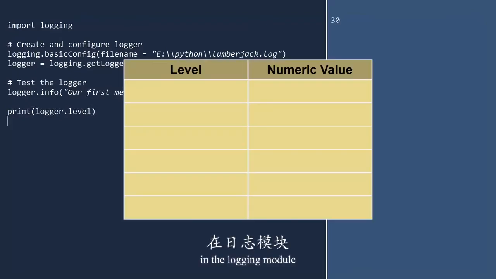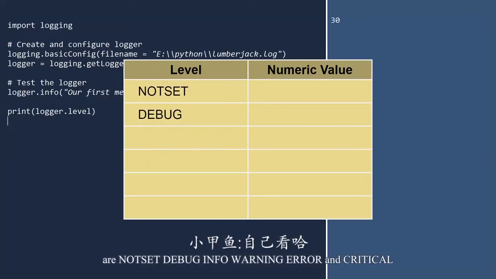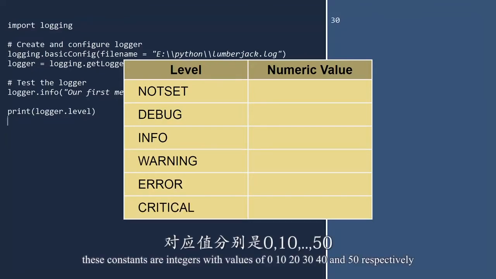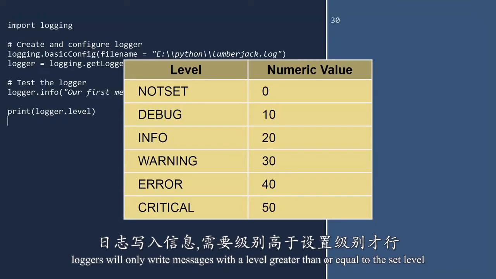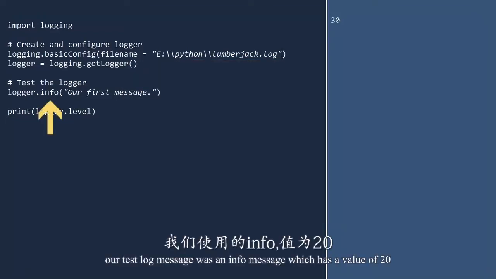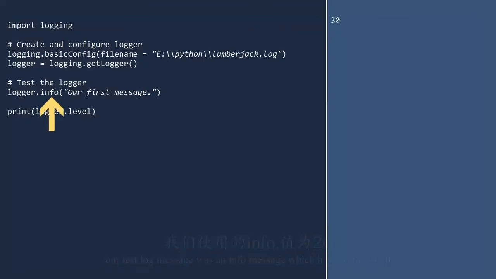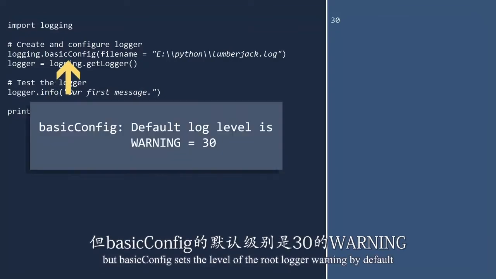In the logging module, the 6 built-in level constants are not set, debug, info, warning, error, and critical. These constants are integers with values of 0, 10, 20, 30, 40, and 50, respectively. Loggers will only write messages with a level greater than or equal to the set level. Our test log message was an info message, which has a value of 20, but basicConfig sets the level of the root logger to warning by default.